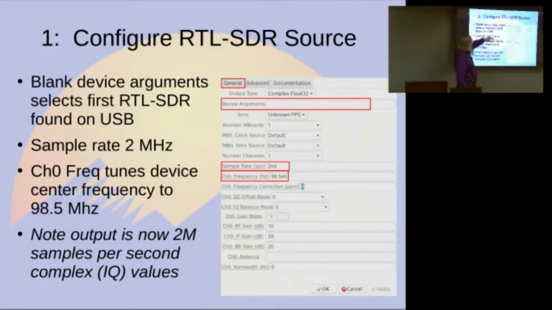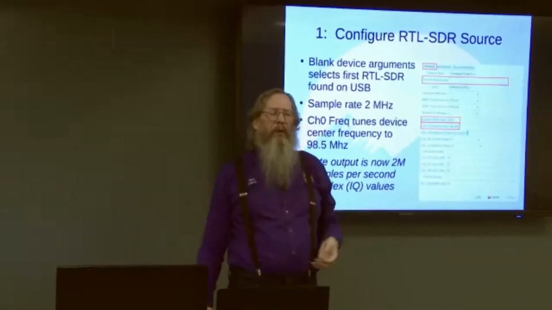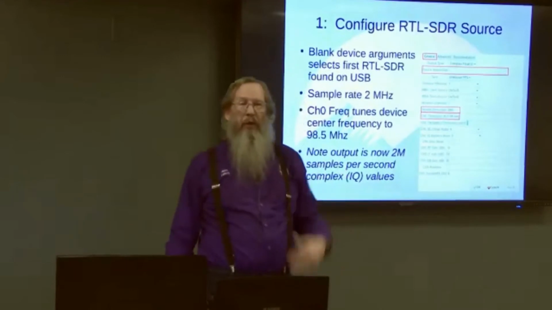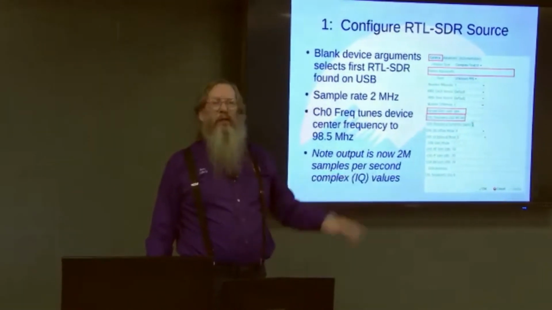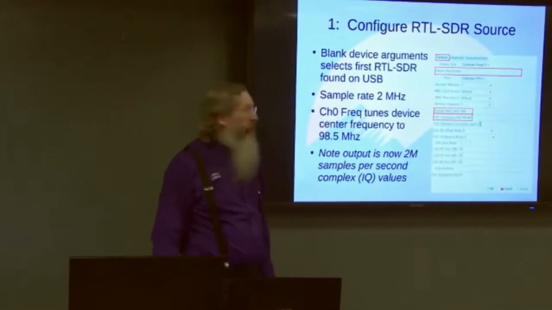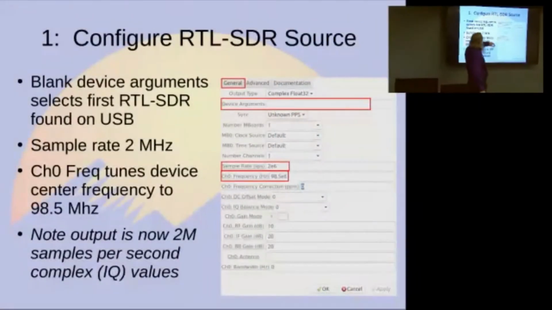So the first thing is the device arguments. If you leave the device arguments completely blank, it'll just look on your USB bus for a suitable device and then grab that, right? So in this case, I only have the one RTL SDR to connect it to this. So if I just leave that string completely blank, it'll actually go and find it. Most of this other stuff I just leave alone.